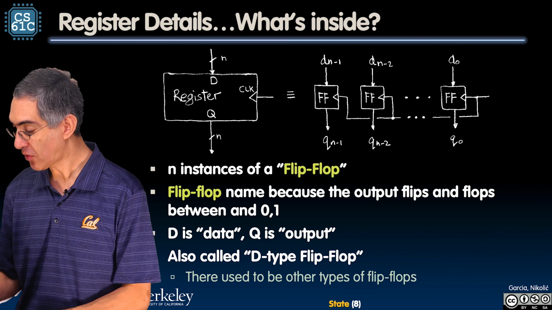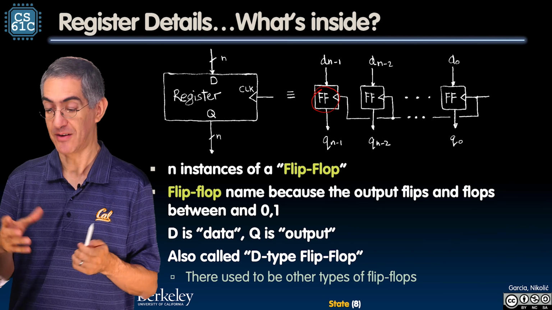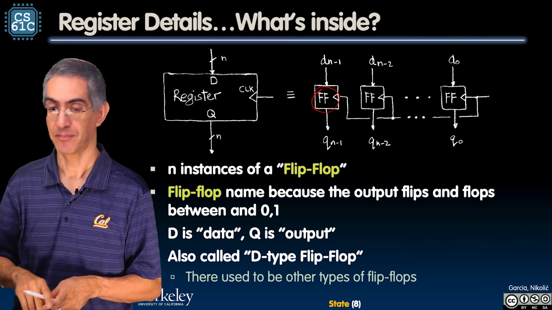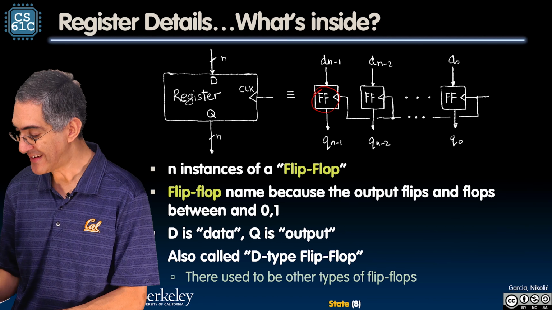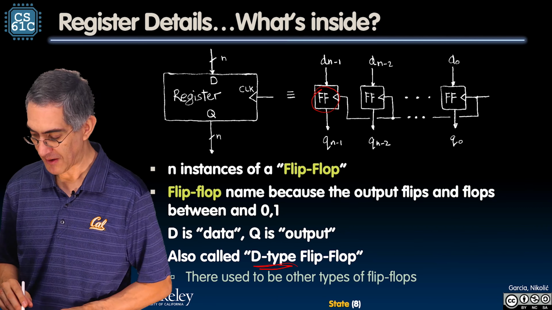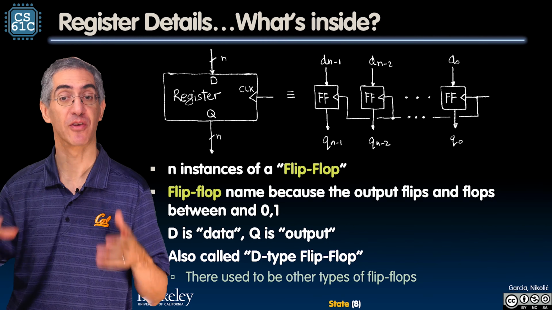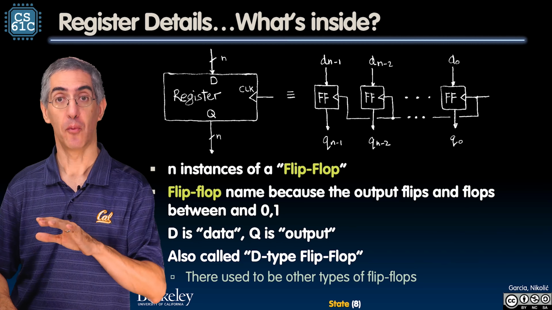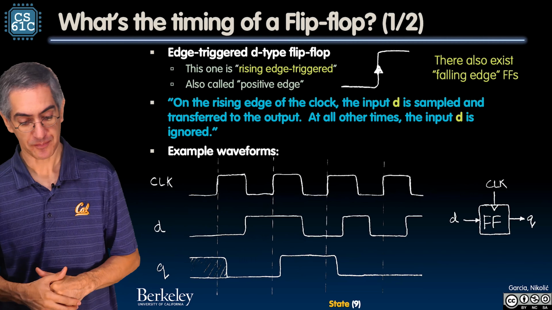These are called flip-flops, or FF for short, because the name implies that the data is going to flip and flop between 0 and 1. D is data, Q is output, and these are called D-type flip-flops. There used to be other kinds of flip-flops, but D-type is what we talk about now. So an N-bit register is N parallel 1-bit flip-flops.